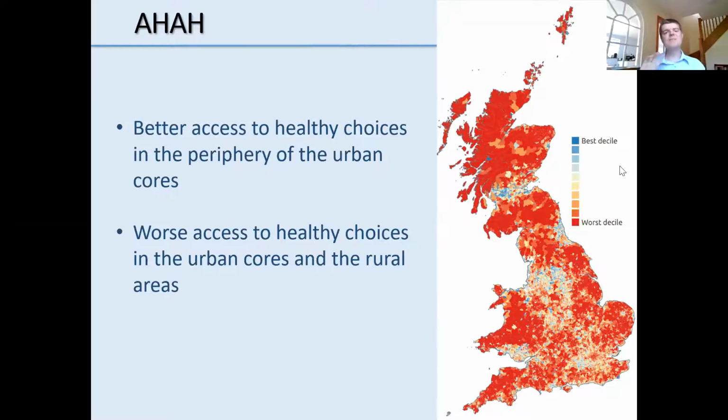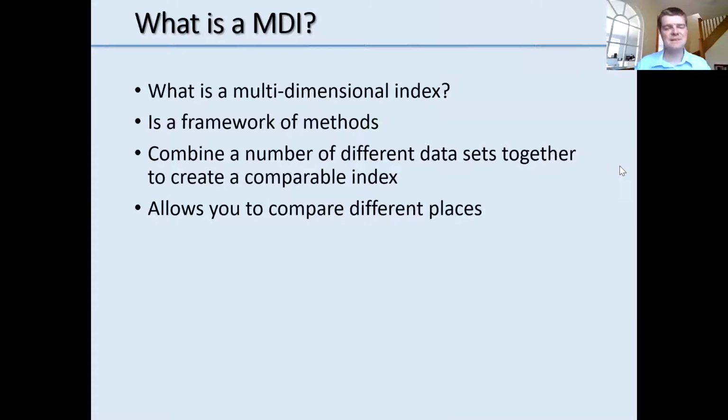We've bandied this term about a bit already, MDI, multi-dimensional index, or multi-dimensional indices. Overall, it's a framework of methods. Kostas, could you give us an overview of how you use this for the AHAH index? And then we can pick up certain bits later on.